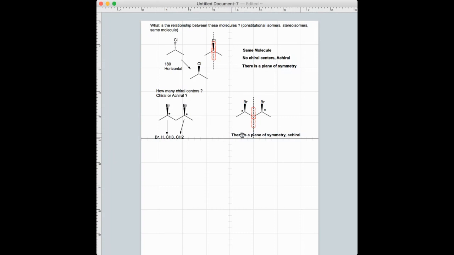Okay, so if there is only one chiral center, the molecule will be chiral. If there is none, the molecule will be achiral for now. If there is more than one, in this case 2, we need to look at the molecule again and see if we can find an element of symmetry here. And the element of symmetry here is a plane of symmetry. Therefore, because there is a plane of symmetry, the molecule is achiral. Let me give you now another example.